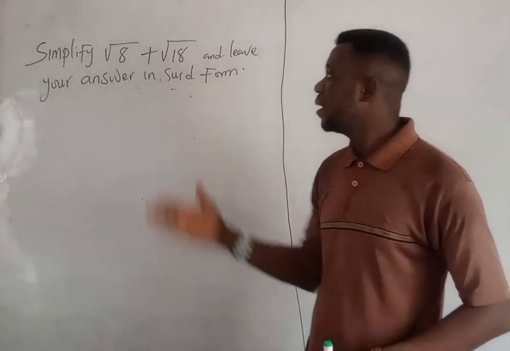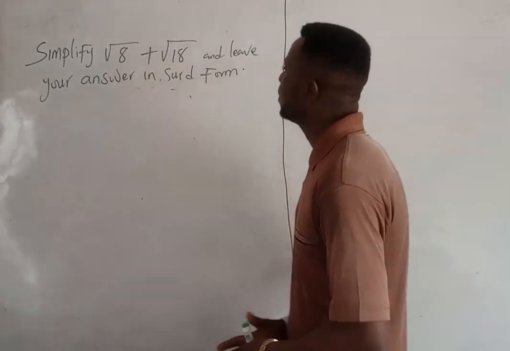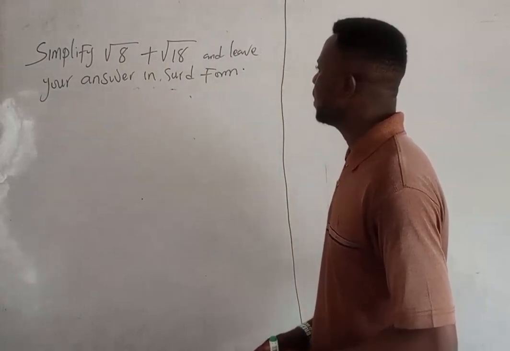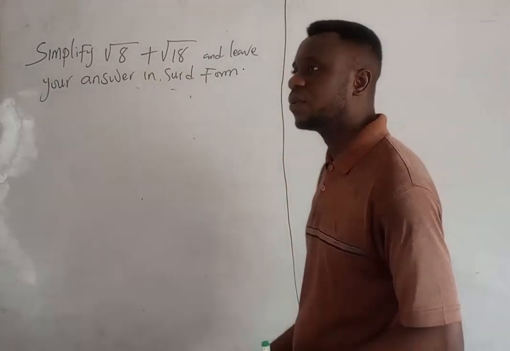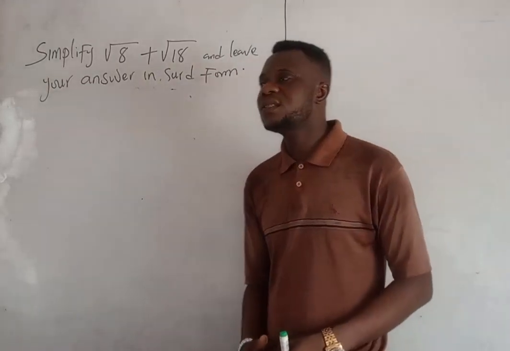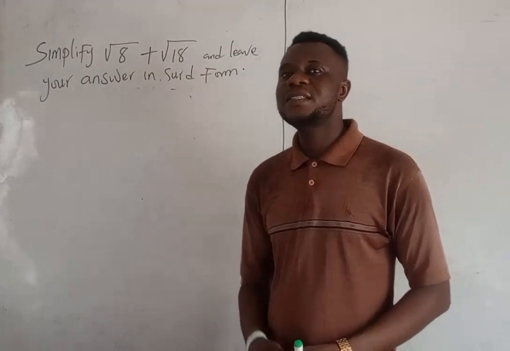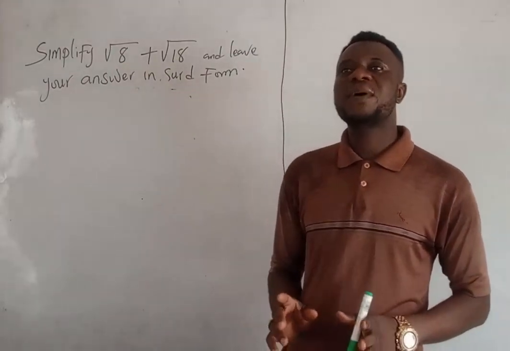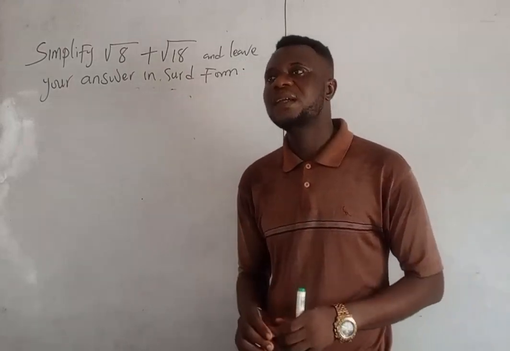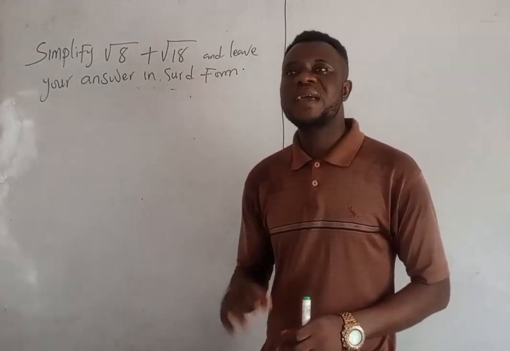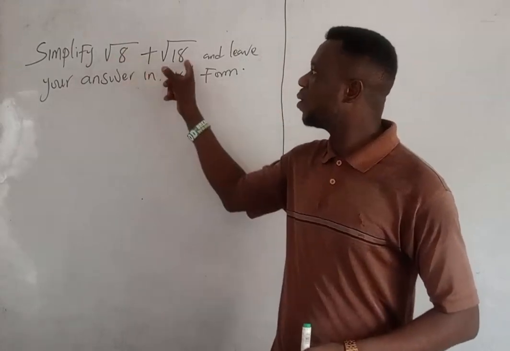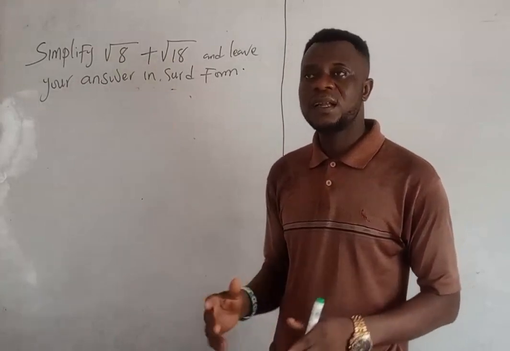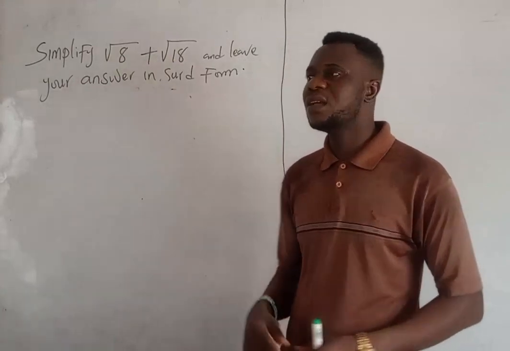Hello, good day. We are here again for today's class, and we have a question before us that says simplify root 8 plus root 18 and leave your answer in solved form. Now, to solve this, the simple way I will advise you to use is to look for a perfect square number that will be multiplied by a certain number that will give you any of these two numbers. That will give you root 8 and root 18.